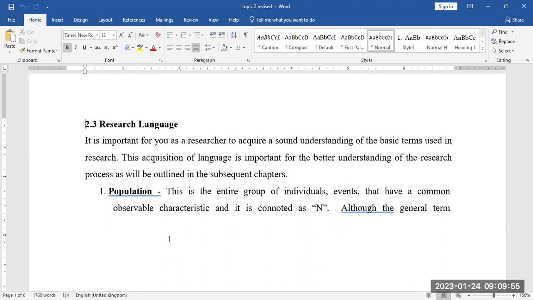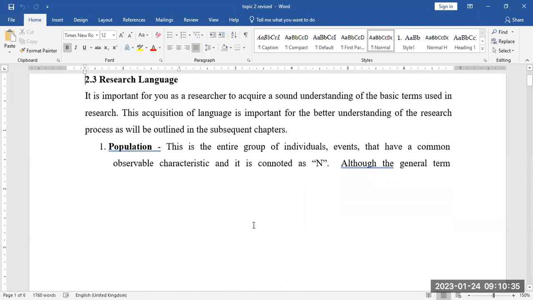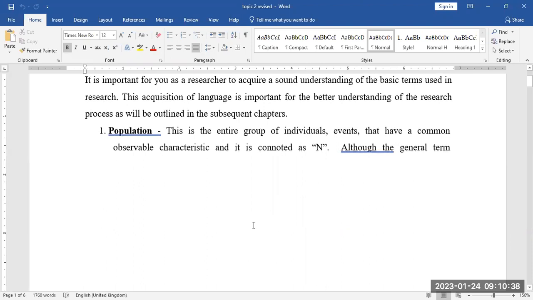Like, for example, you can talk about our country, Kenya. We have a population of approximately 48 million Kenyans. That is the population. It is the entire group of events that have a common observable characteristic. For example, in Kenya, all of us are Kenyans, all of us are working in this particular Kenya, and we all pay taxes. We all use government facilities, and so on and so forth. So population is the entire group of individual events that have common observable characteristics, and it's denoted as capital N. Sometimes when you're doing research, capital N simply means the population.